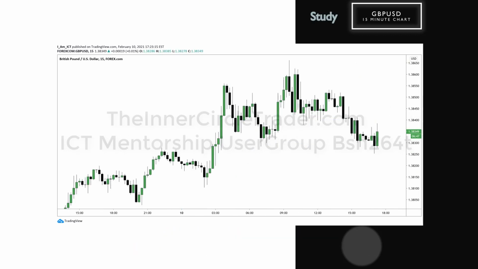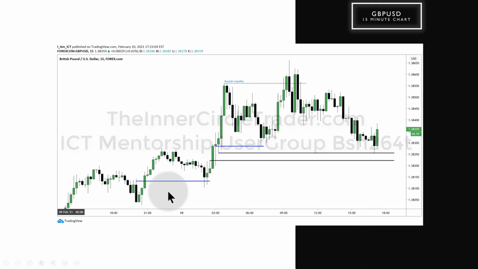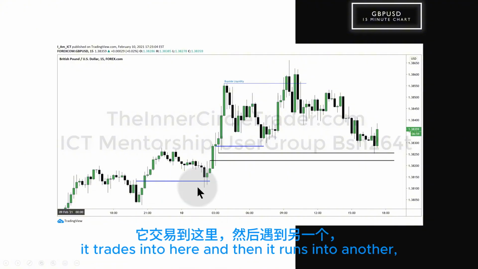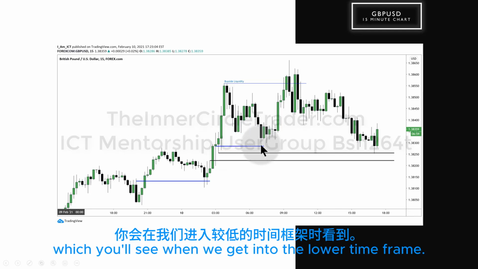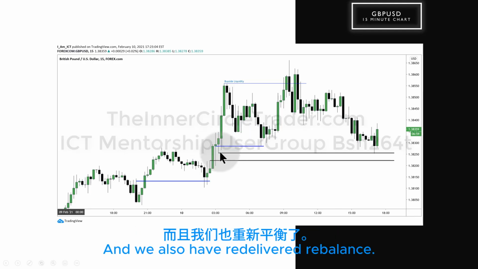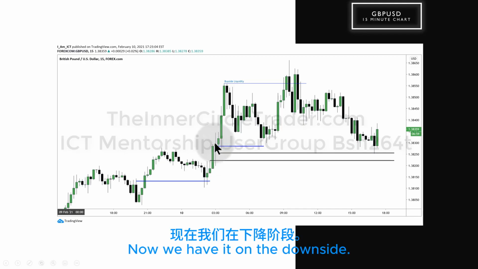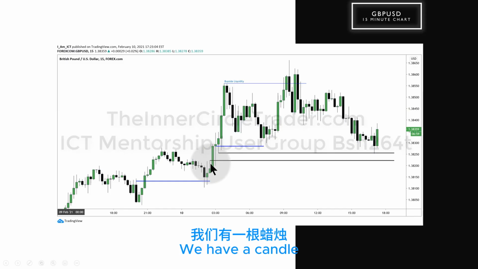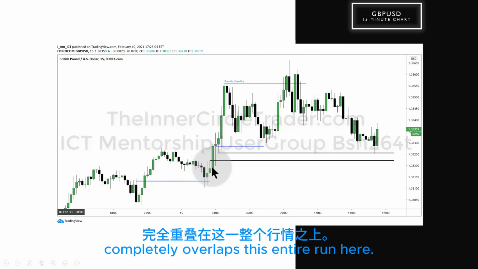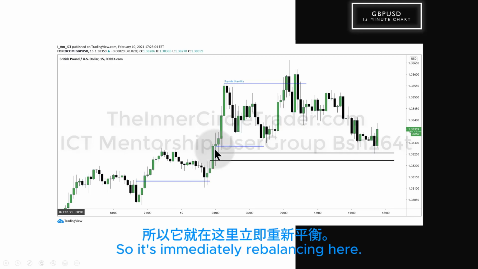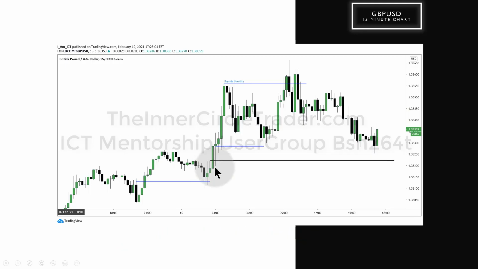15-minute time frame on the British pound. All right, you can see the bullish order block it trades into here, and then it runs into another, which you'll see when we get into the lower time frame. And we also have redelivered rebalance. Now we have it on the downside. We have a candle here. It runs up, runs back down, completely overlaps this entire run here. So it's immediately rebalancing here.